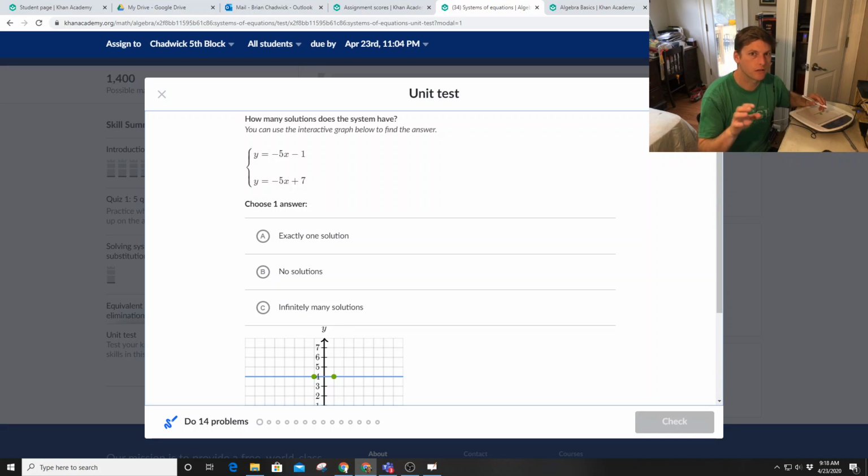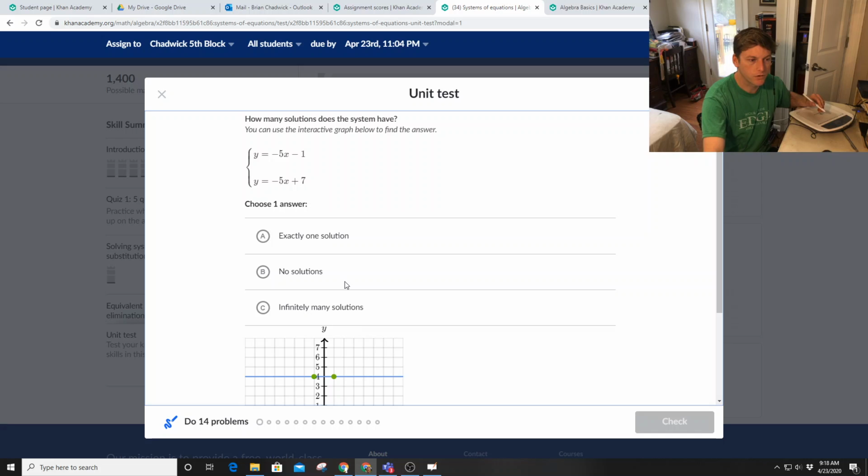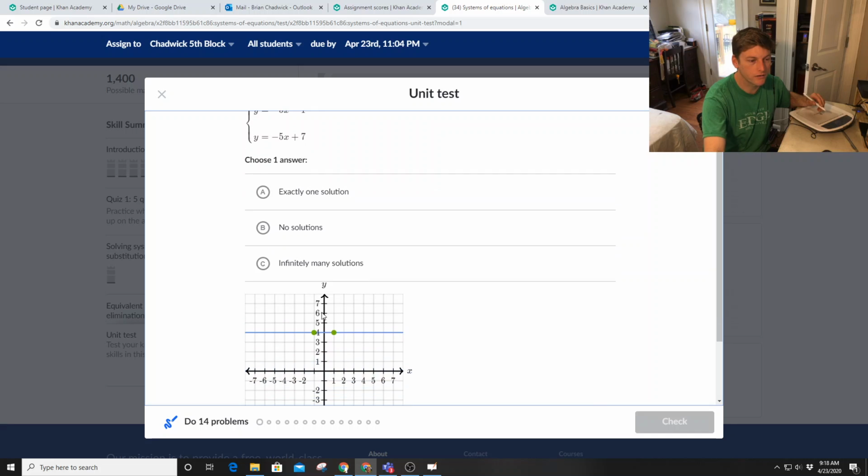And I'm going to try talking the way that we've come along in our compacted class learning about algebra. So we had three answers. Is it one solution, no solutions, or infinite? And it wants us to use the graph. So let's go ahead and use the graph here. Some of you already kind of know what's going on, but let's use the graph. So y equals negative 5x minus 1. So the y-intercept is negative 1.